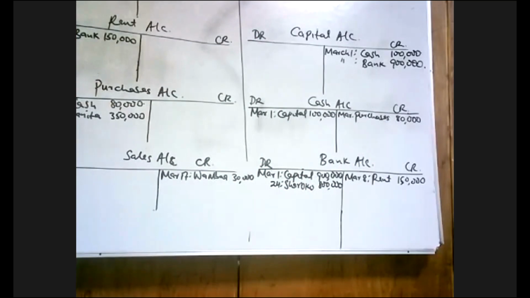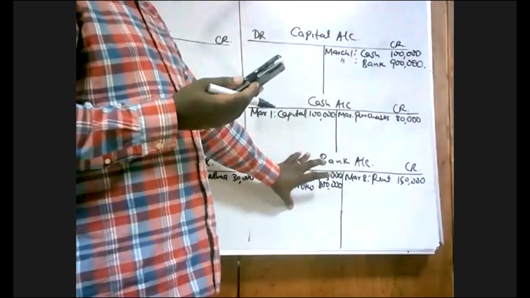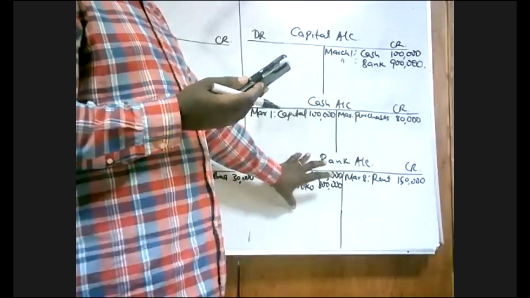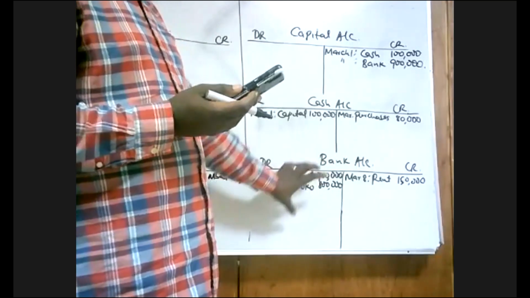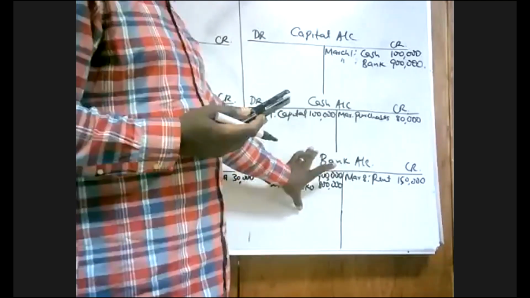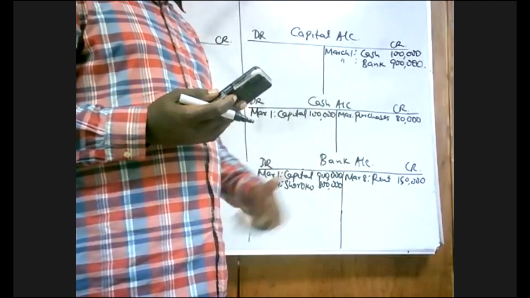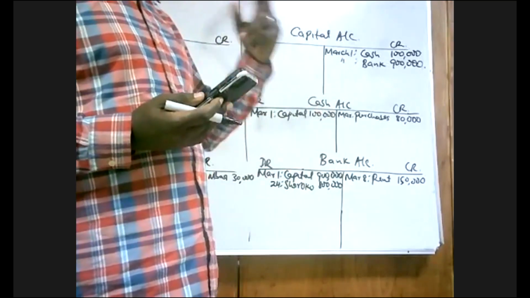Lastly, we withdrew 200,000 from the bank for office use. It was withdrawn from here. 200 for office, not for personal. If it is for office, it is going to the cash. But if it was for personal use, we could have debited drawings. Get the difference? Office and personal.